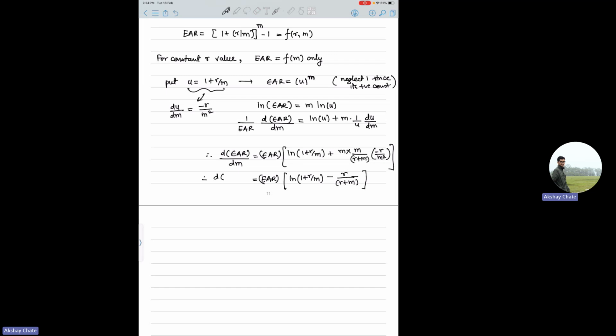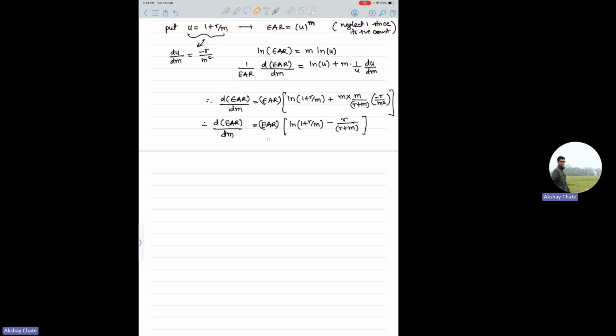See, what I'm trying to say here is, the whole idea behind doing this differentiation was that I want to prove that this LHS is always positive. That means as m increases, your EAR will always increase, and to prove that we have to look at the terms on the RHS. See, this EAR is always positive, so this term is always positive, and there is no question about this.